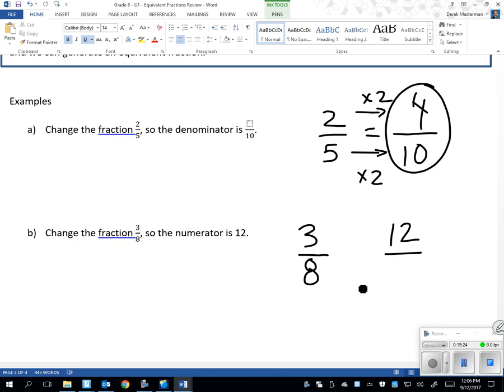If I had 3 and I wanted to multiply by what number to get 12? Zach? 3 times what gives me 12? 4. Bingo. So I'm going to take my 8 and I'm going to, Anna? Multiply by? 4. Awesome. Multiply the top and the bottom by the same number, and I get 12 in the numerator, 32 in the denominator. Good.